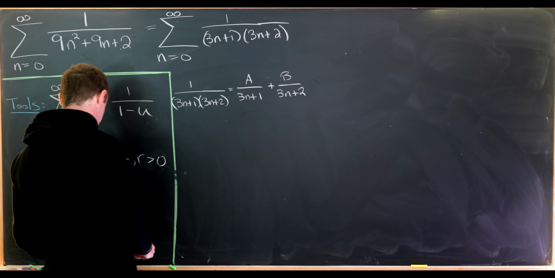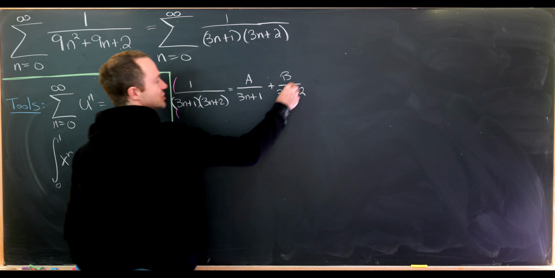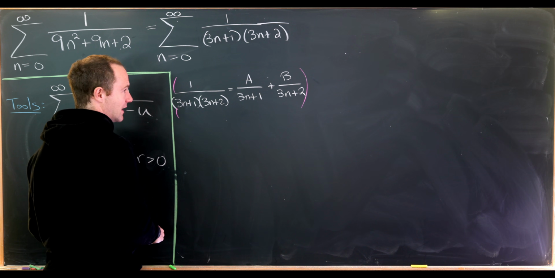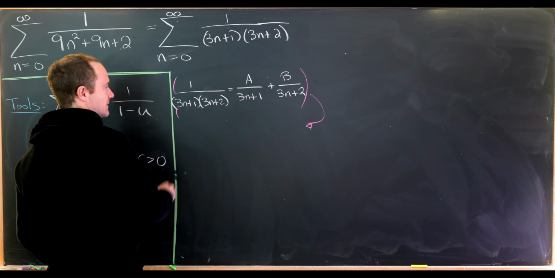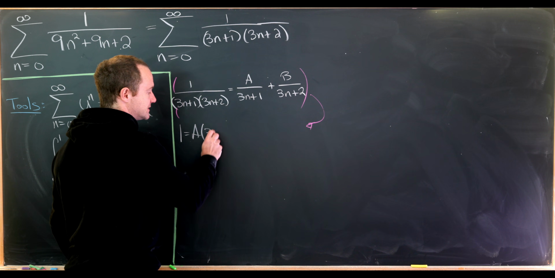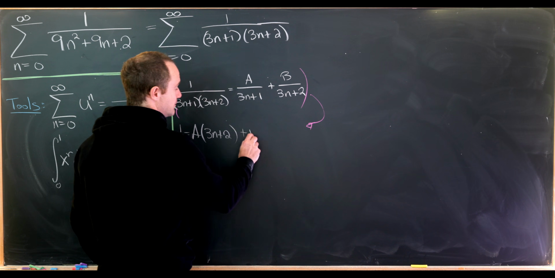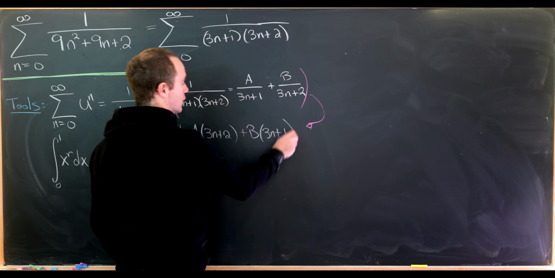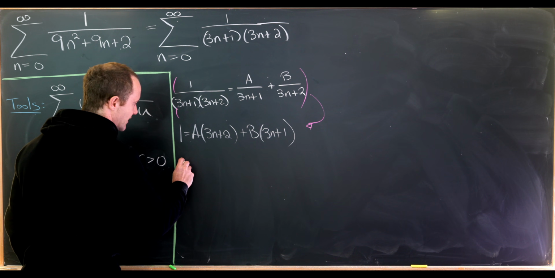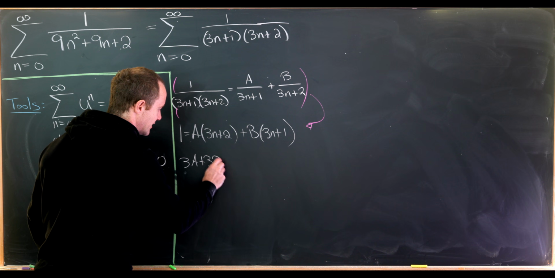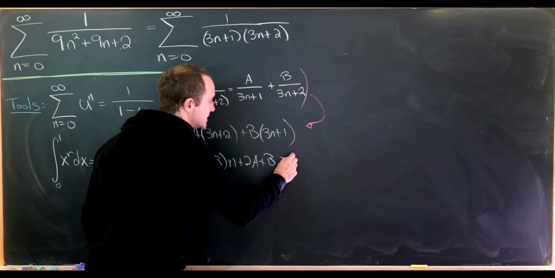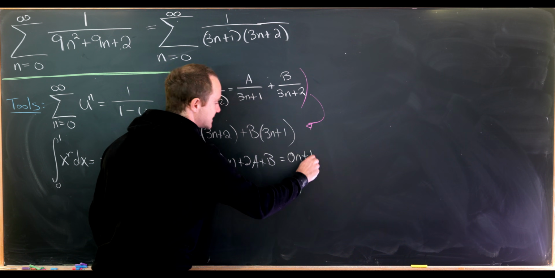So in order to simplify this, we'll take this entire equation and multiply it by 3n plus 2 times 3n plus 1 to clear the denominators. So what is that going to leave us with? We'll have a 1 on the left-hand side of the equation, and then we'll have a times 3n plus 2, and then b times 3n plus 1 on the right-hand side of the equation. But now let's see, that's going to give us 3a plus 3b times n plus 2a plus b equals, I'll write it as 0n plus 1.